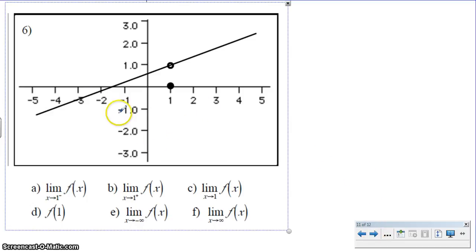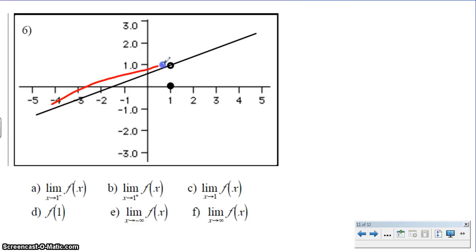Okay, another one real quick. As x approaches 1 from the left, so as I'm coming up from the left, as it approaches 1, it has a value of 1. As I'm coming in from the right and approaching 1, it also has a value of 1. Therefore, the limit as x approaches 1 is equal to 1. F of 1 is just wherever the closed circle is here, so f of 1 is going to equal 0.